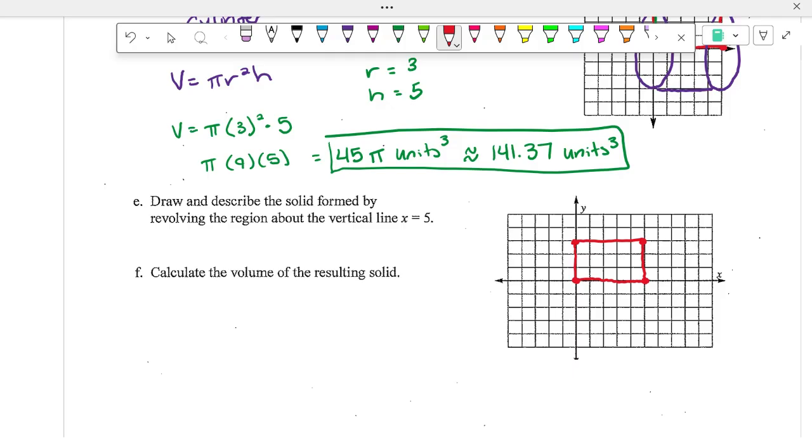Now, here's the question. What's different about this problem compared to others that we've done? It's not revolving around an axis. It's revolving just around a vertical line. That vertical line is x equals 5.